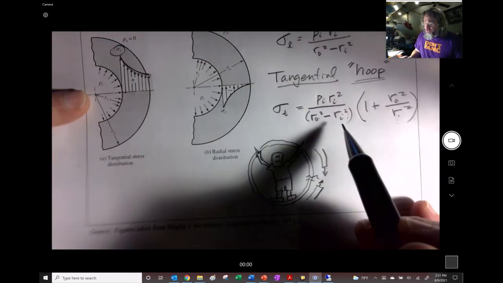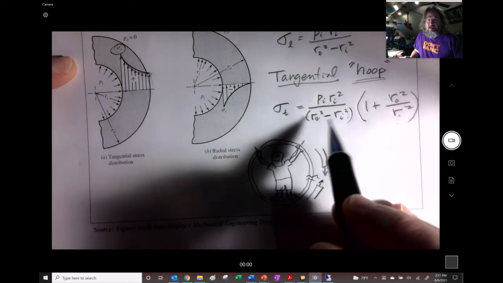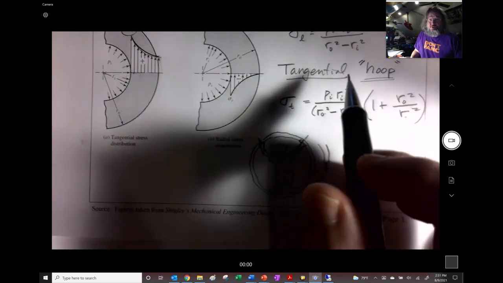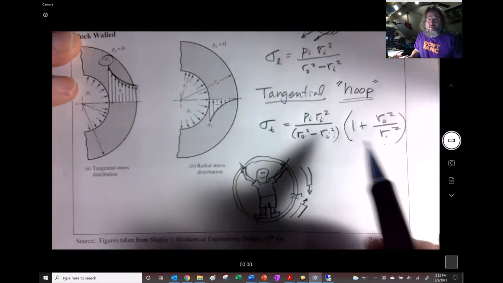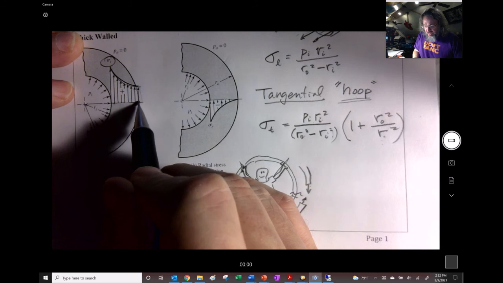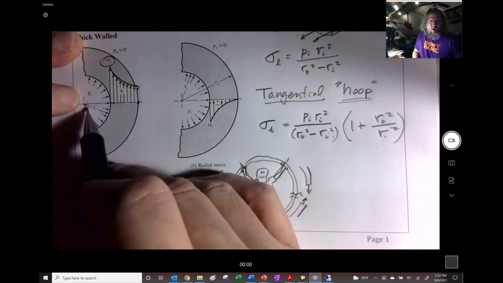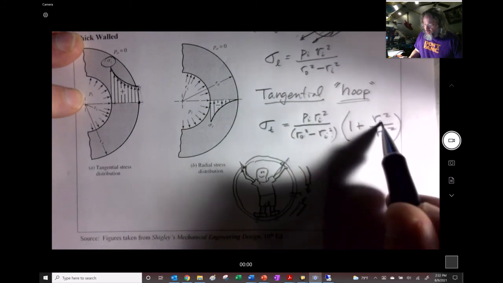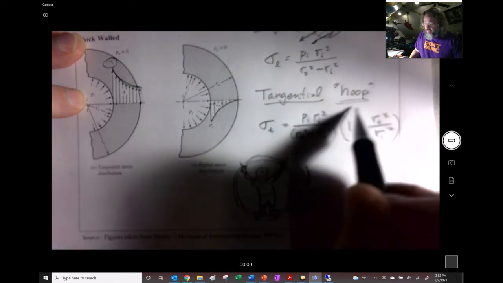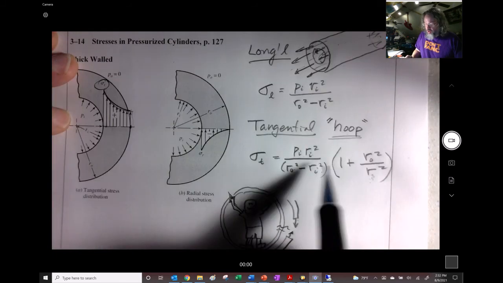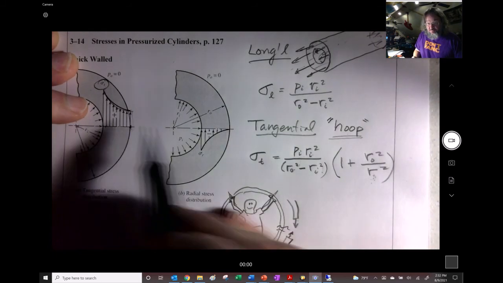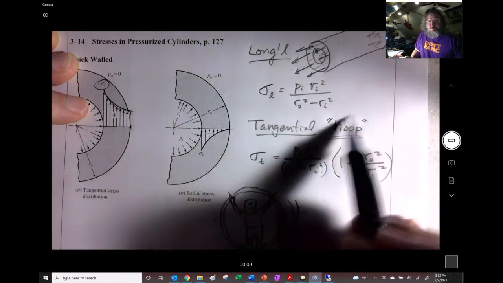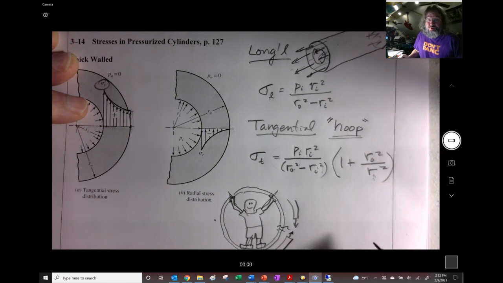Now, almost always you're going to find that the tangential is going to be larger than the other two stresses. In fact, right here at this outside fiber, when R is equal to RO, look what happens right here. We have RO squared over RO squared. This whole thing becomes 2. So tangential here on the outside fiber is 2 times the longitudinal, right? So that's the same equation as that right there. So here's the things that we were just observing.